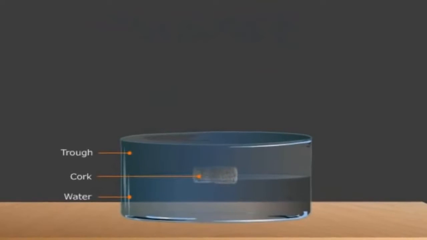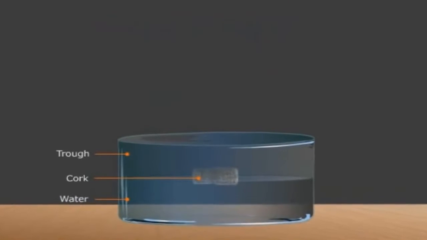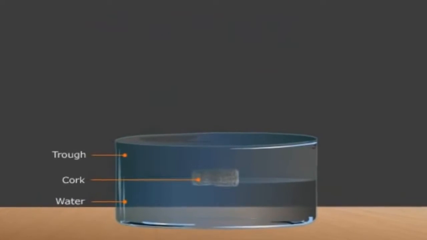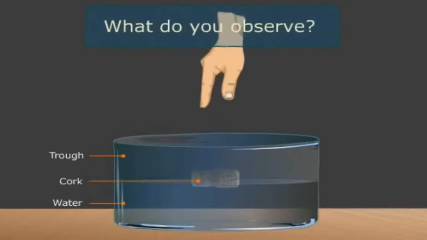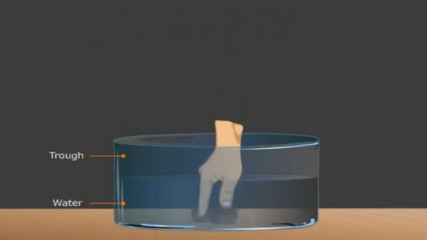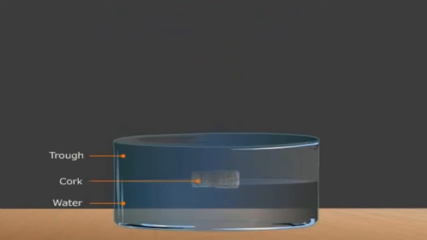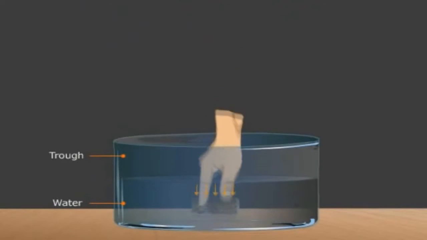Let us understand the meaning of the term buoyant force by performing simple experiments. Push a cork down into water taken in a trough. What do you observe? The cork rises up and comes up to the surface as soon as we release it. Now, to keep it beneath the surface of water, we have to exert a downward force. This means that the cork is experiencing an upward force.